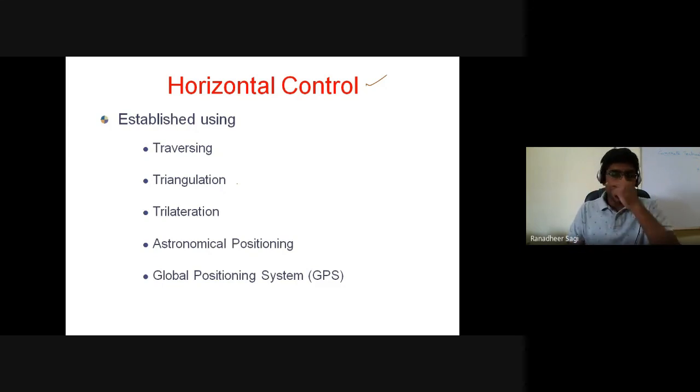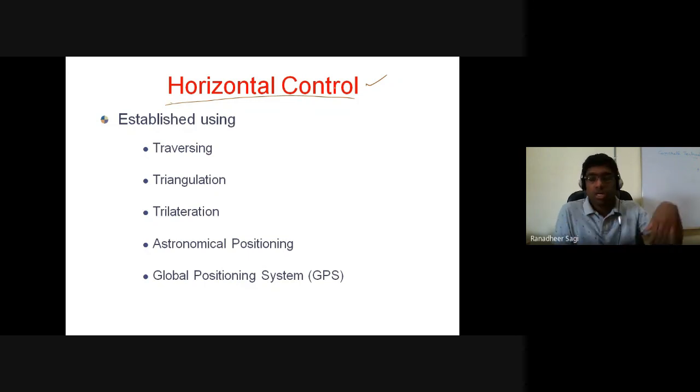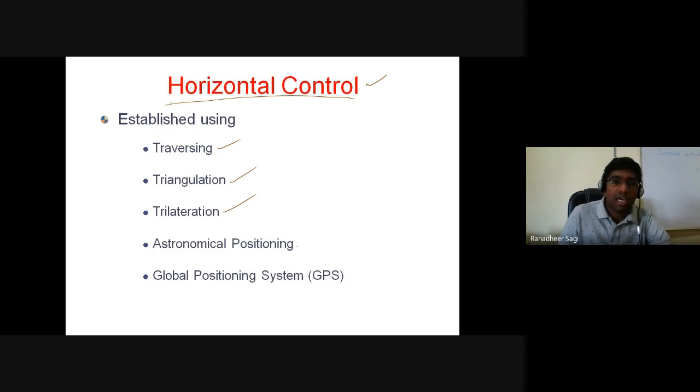Right, so let's quickly look at what horizontal control means. It's nothing but the representation of your control network with reference to a horizontal plane, to locate the position of various aspects or information related to that particular survey field. How do we do that? As I mentioned, either by the traversing technique, the triangulation technique, the trilateration technique, astronomical positioning, or by GPS. So there are various ways by which you can prepare that horizontal control. What we are looking at in this topic is, with respect to triangulation, how that horizontal control network is prepared.